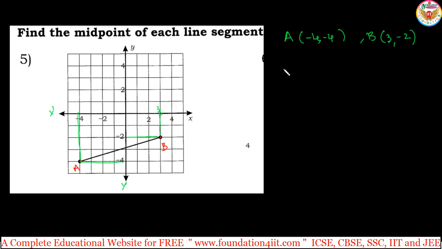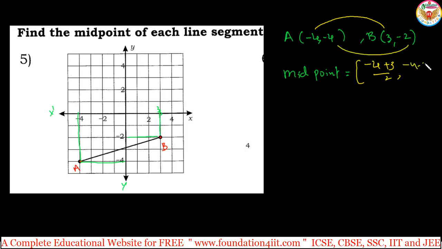Now you can find out the midpoint. According to the rule, x values you add and divide by 2: minus 4 plus 3 divided by 2. Y coordinates, y1 plus y2 by 2: minus 4 minus 2 divided by 2. This is minus 1 by 2 and minus 6 by 2. If you simplify, minus 1 by 2 and minus 3 is the midpoint of this. So minus 1 by 2 and negative 3.